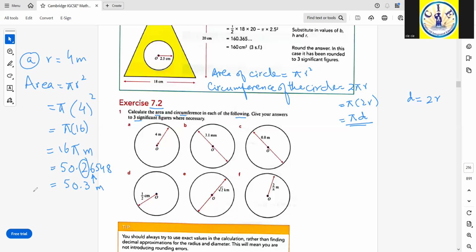Now for the circumference, 2 pi times r. 2 times pi times r, the value of the radius is 4. So we can write it down as 8 pi meters, or it will be 8 times the value of pi, 25.1327.